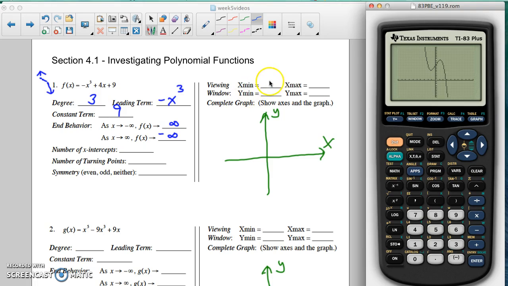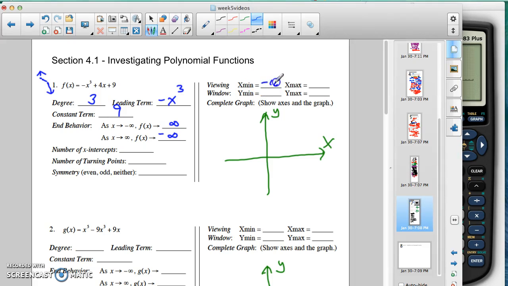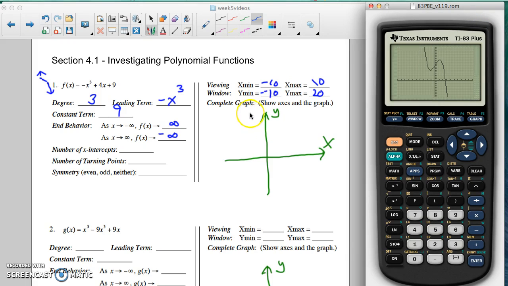So that means my x minimum was negative 10, my x maximum was 10, my y minimum was negative 10, and my y maximum was 20. We changed that y max. We got a graph that looked like this.